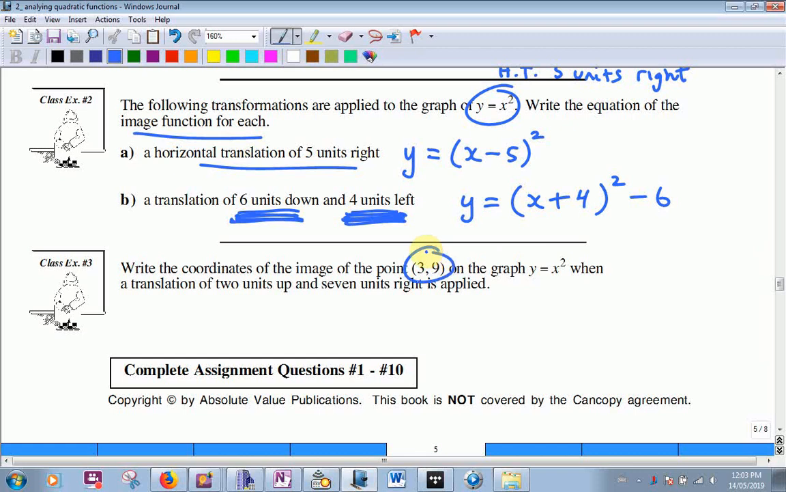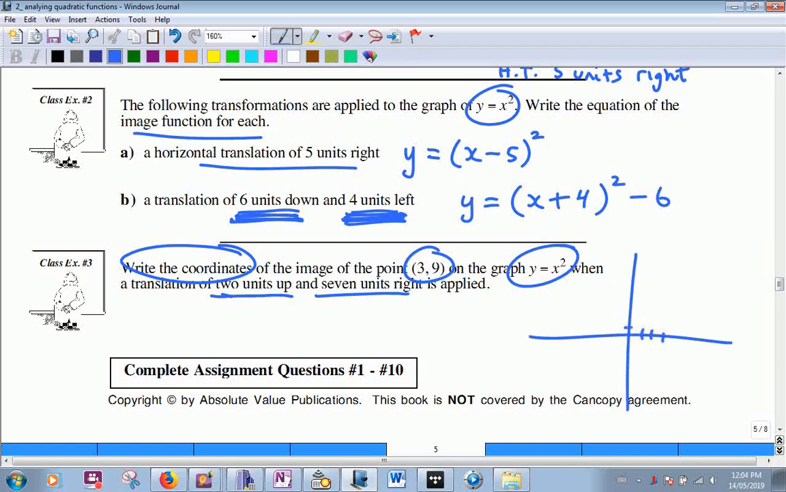Okay, last one. Here's a point, but that's on that graph. When I take that point on this graph, right, 3 squared is 9. When I take that, move it 2 units up and 7 units right, what are the new coordinates? Picture might help. 3, 9. There it is. Okay? So if I go 2 units up, does that affect x or does that affect y? Well, I know it goes here, 2 units up. That doesn't affect x. That was 3, 9, so now it's still 3, but now it's 11, right?